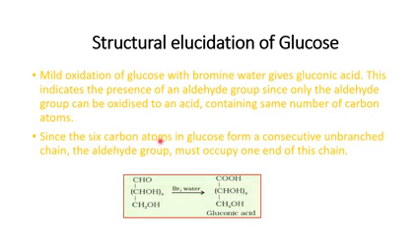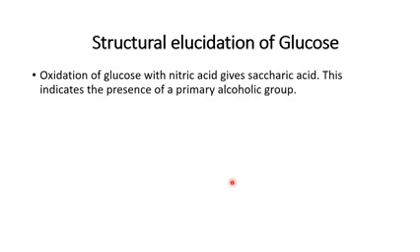The next property we are going to see is that glucose also reduces Tollens reagent and Fehling's solution. So this is the reaction with bromine. It gives gluconic acid. The action of bromine on glucose gives gluconic acid, so CHO is oxidized to COOH. Now, oxidation of glucose with a strong oxidizing agent.